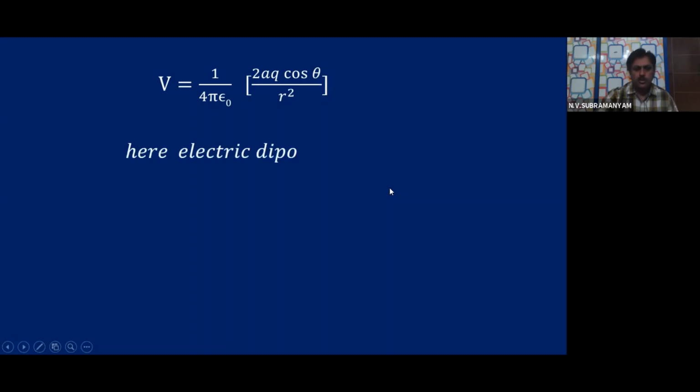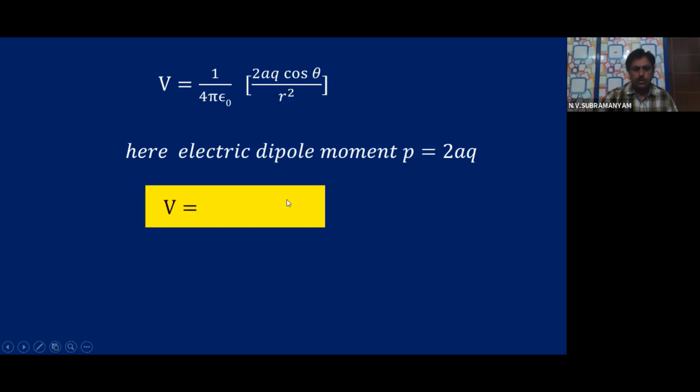Now in this 2aq cos theta by r square, the electric dipole moment P is 2aq. Already we learned. Substitute. V is equal to 1 by 4 pi epsilon 0 P cos theta by r square. This is the final expression for the electric potential due to a dipole at any point P. A number of questions appear based on this formula, even in our NEET and JEE Mains exams. You can check the NEET 2020 paper. You can directly substitute the value and get the answer.